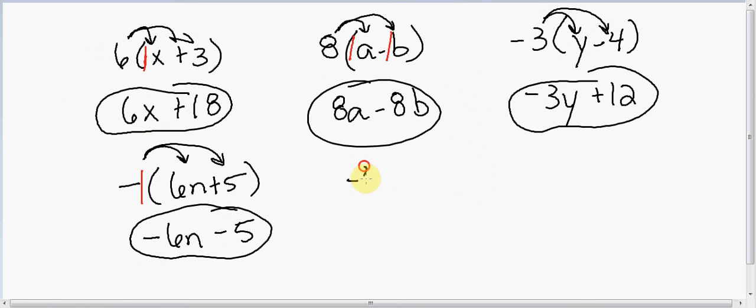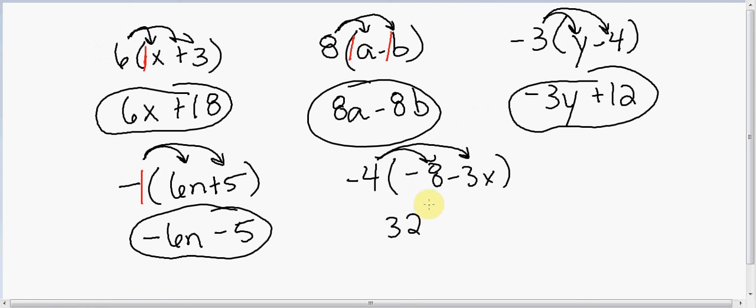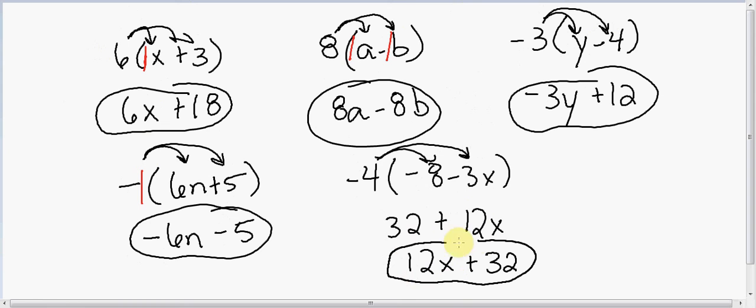We have negative 4 times the quantity negative 8 minus 3x. I'm going to distribute, and that gives us 32 positive and plus 12x. Now when I write this, I'm going to put 12x first because it has a variable, and 32 is positive, so plus 32 last. Constants, you're usually going to see them written last, so that's what we'd have for that one. Alright, that's the distributive property.